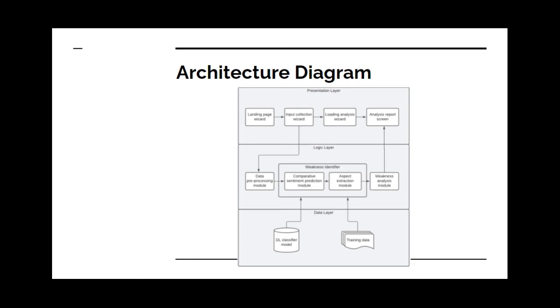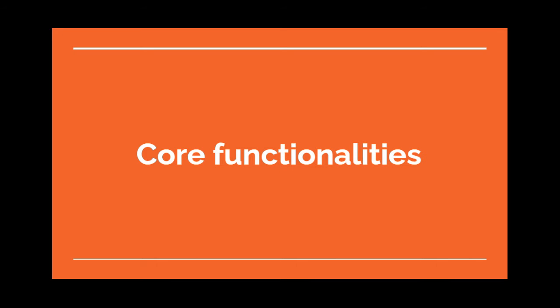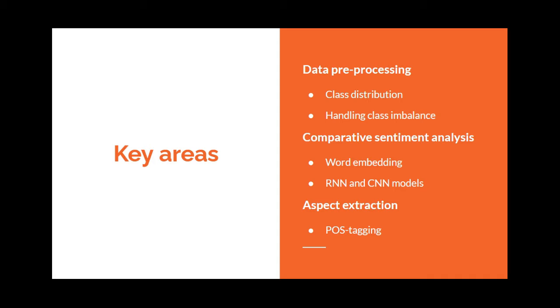And in the data layer, we will have the model, the deep learning classifier model or neural network model, with the training data we've used for training the model. Next, we'll look into the core functionalities. The key areas I'll be discussing here are data preprocessing, comparative sentiment analysis, and aspect extraction.